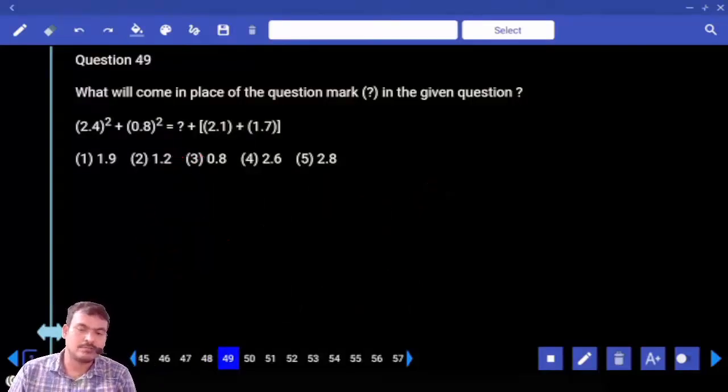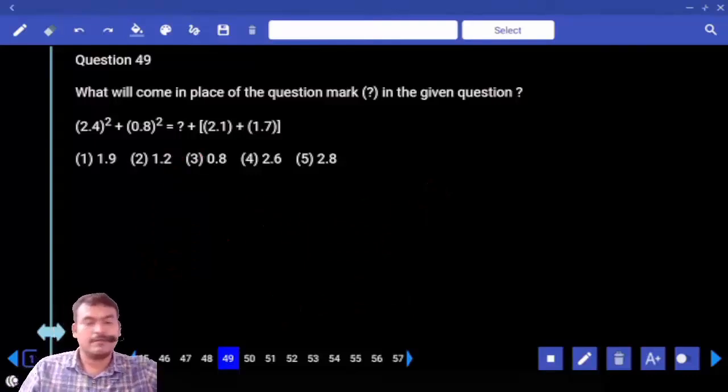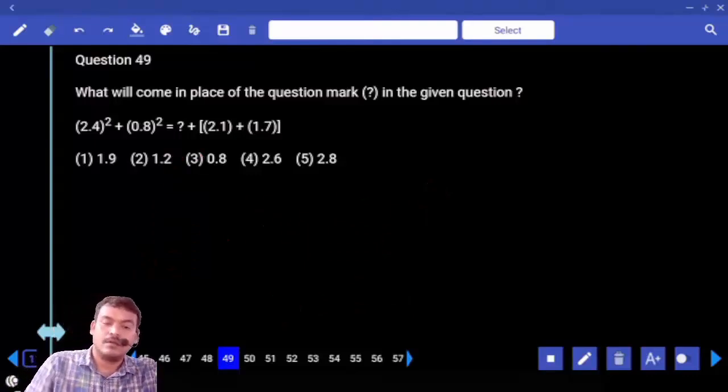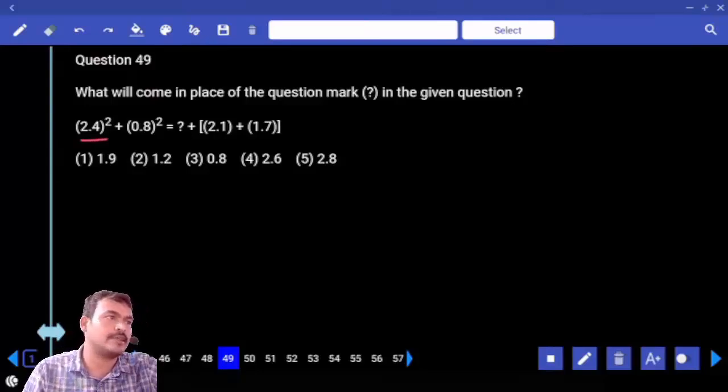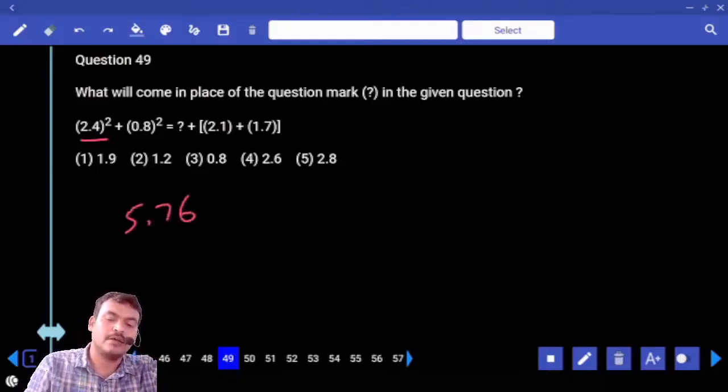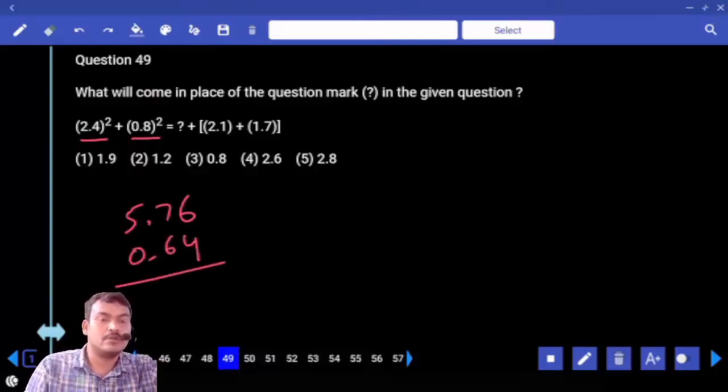49th question. First priority, left hand side. What is 2.4 square? What is the 24 square value? 576. So 2.4 square is 5.76. Next, 0.8 square is 0.64. Both added, how much? 6.40.